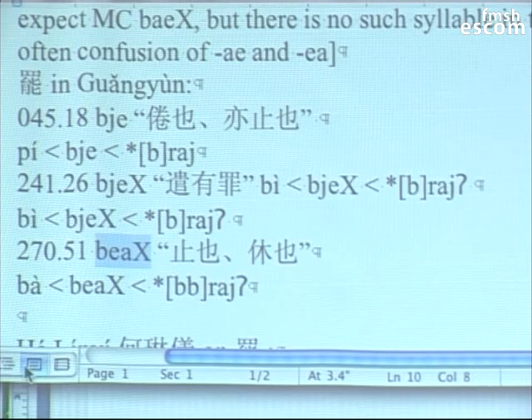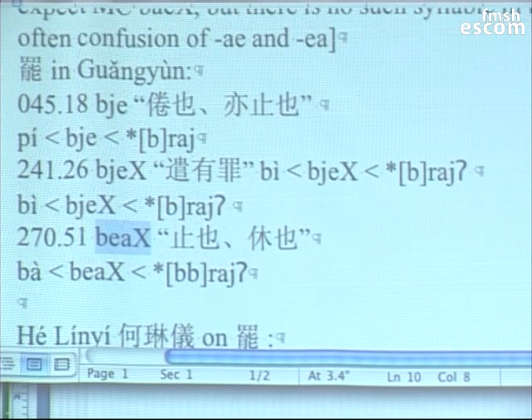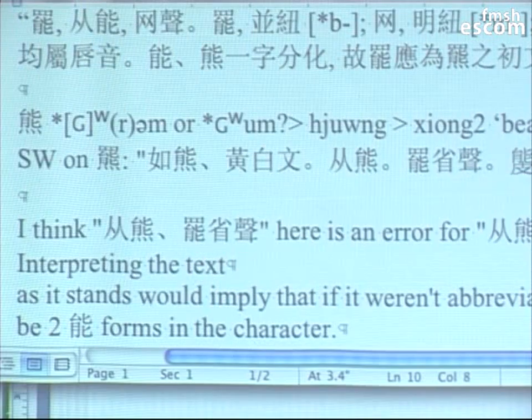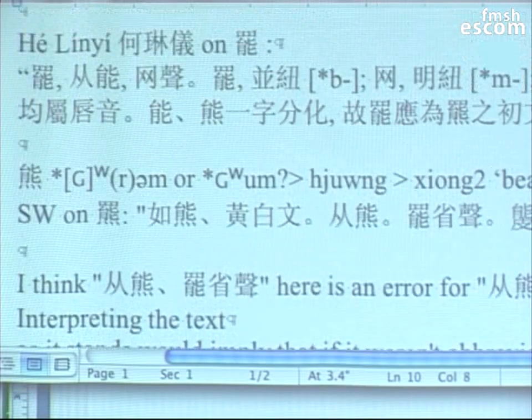And then the most common reading is this B-E-A-X, which is Qusheng for the same reason, Ba. And this is like Ba Guan, to be dismissed. Hai Rui Ba Guan, you remember, Hai Rui dismissed from office, was the piece that started the Cultural Revolution. So here's what He Lini in his dictionary says about this word.